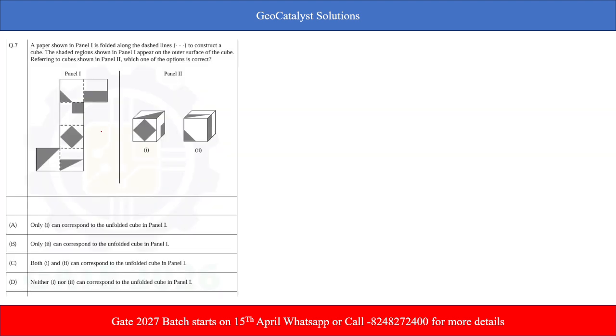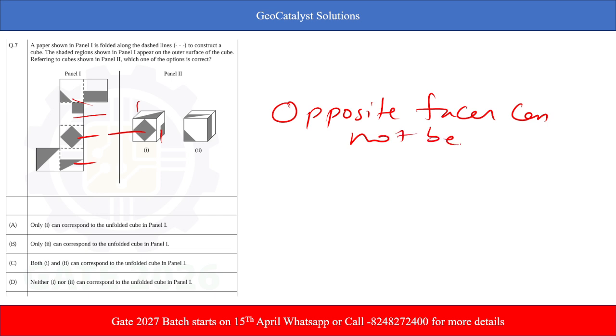Now coming to 7. So 7, only one trick is there. So which are adjacent here? Okay, so this is adjacent. Okay, so here also if you see, these are adjacent. Okay, these two. Okay, so adjacent will remain adjacent, and opposite faces can't be adjacent. Adjacent means next to each other.